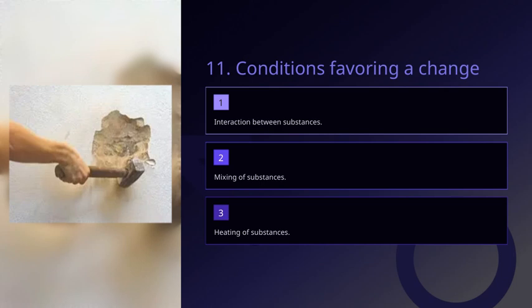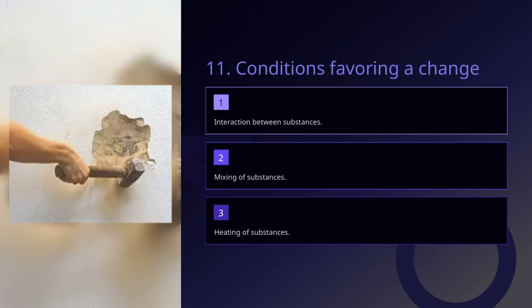First, we have the interaction between substances. When two substances come into contact, they can react more easily if the conditions are right. This interaction can lead to new compounds forming or existing ones breaking down. Next is the mixing of substances. Proper mixing ensures that particles are evenly distributed, which increases the likelihood of particles colliding with enough energy to cause a reaction. Think of it as stirring a pot to get all the flavors blended. Mixing promotes a uniform environment for change.